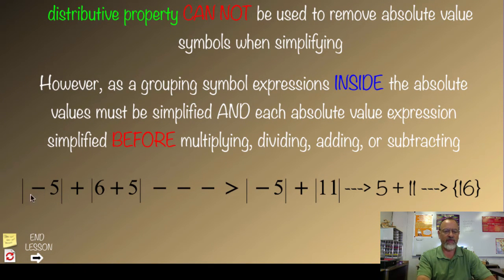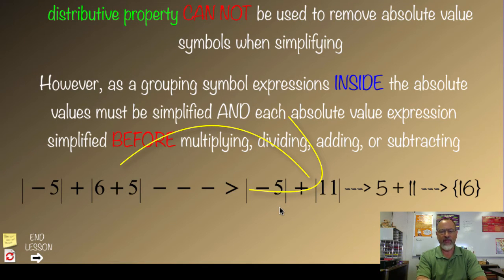So looking from left to right at our example here, then we have the absolute value of -5 plus the absolute value of 6 plus 5. So because these are grouping symbols, anything inside would need to be simplified first. So the -5 is already simplified, but we can add the 6 and a 5 together to get 11. So we've done the grouping or the simplifying of what's inside, but now we actually have to simplify the absolute value before we go further.